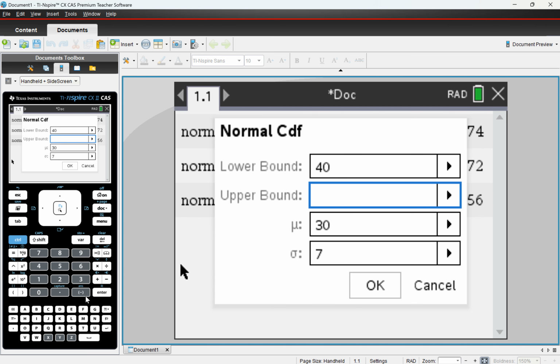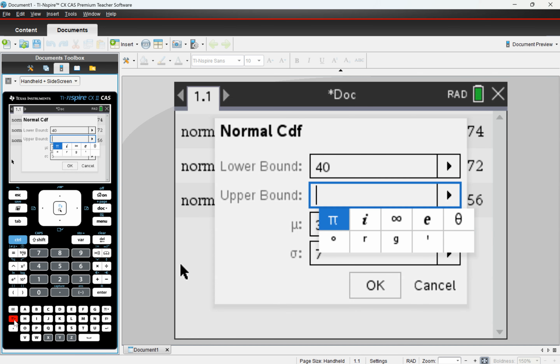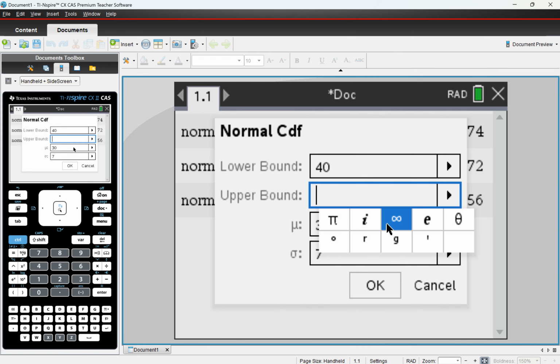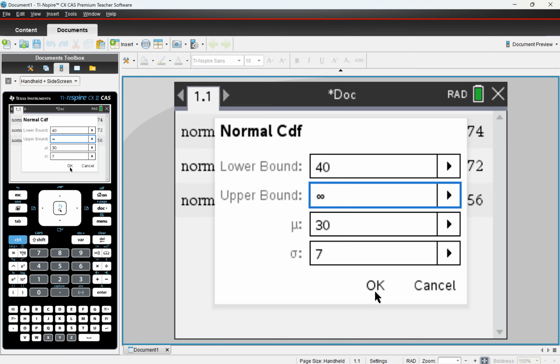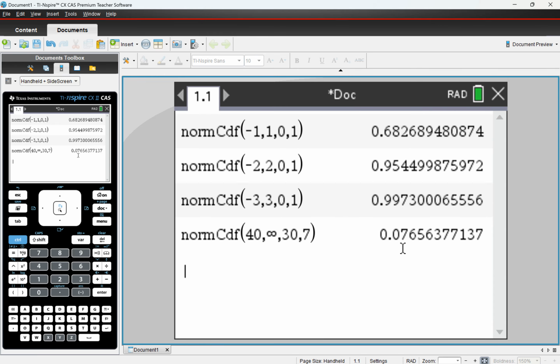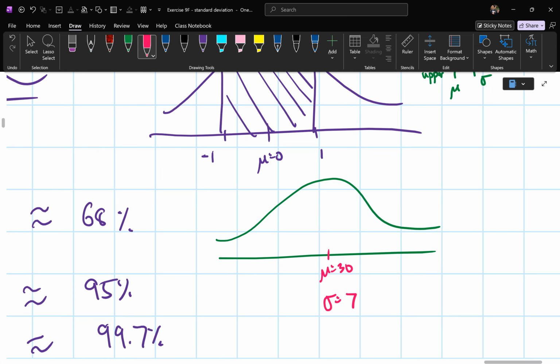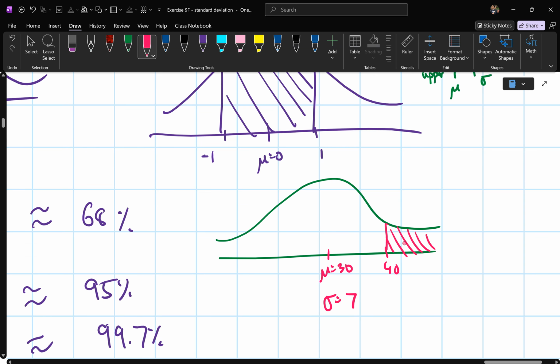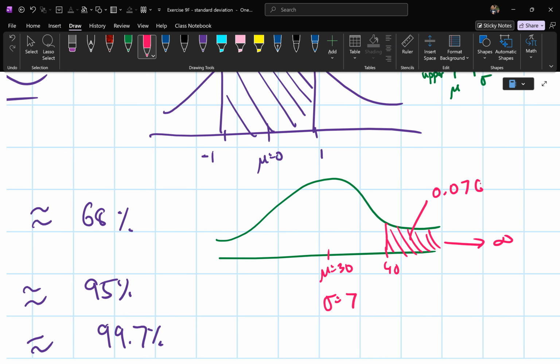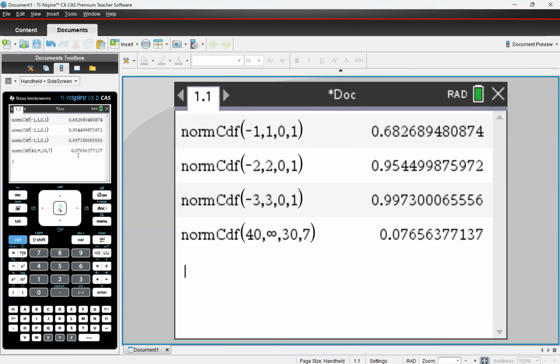So how do you type in the infinity sign? Just on the bottom here next to where the pi symbol is, you can put infinity there. Okay, so where the pi symbol is, or next to the letter N, you can put the infinity. And if I press OK, you got to be the top 7.6% on the graph. So if I drew this again, 40 is somewhere here, 40 to infinity. So if I went all the way to infinity, that percentage is about 0.076, means you're about 7.6% if you times that by 100. So you got to be the top 7.6.